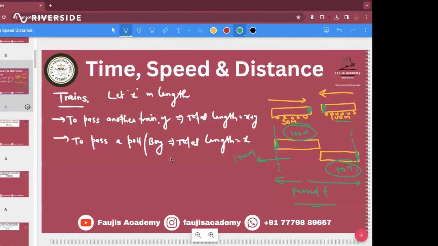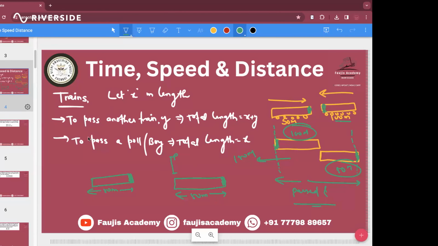And let's say there's a pole and the train is like this. Okay, this is the front of the train. And the train is 50 meters long. So how much distance will the train have to cover in order to pass this pole, or a boy, or some stationary thing? Now, this is pole P. How much is that? 50. Yeah, obviously it's 50.